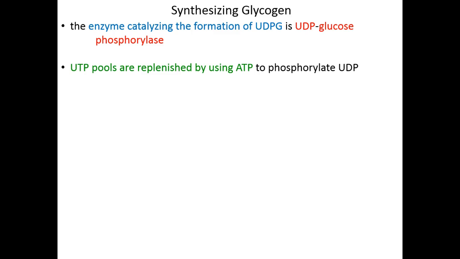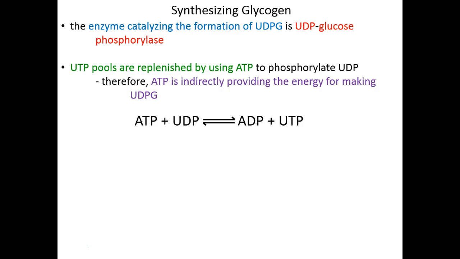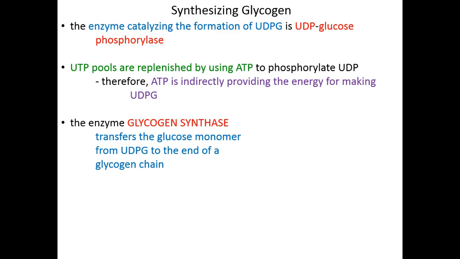Incidentally, when those UTP levels become low because we are storing way too much glucose, again, this might be happening in a marathon runner or in a cyclist the night before the event, we can replenish those UTP levels by using ATP to give us diphosphates. And so ATP will phosphorylate UDP, and we make UTP for more glycogen synthesis, and we have ADP as a result. So you can make the argument that ATP is indirectly providing the energy for making glycogen because it's ATP that's keeping the UTP system charged.